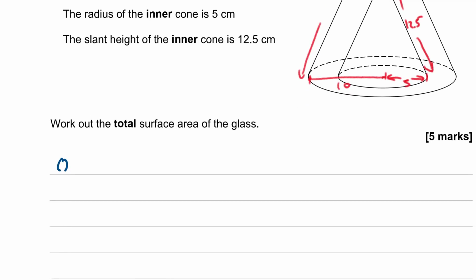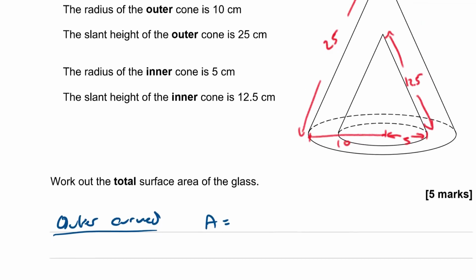So the outer curved area is going to be area equals pi RL, which is pi times the radius, in this case is going to be 10, times the height, which is 25, so that's 250 pi.